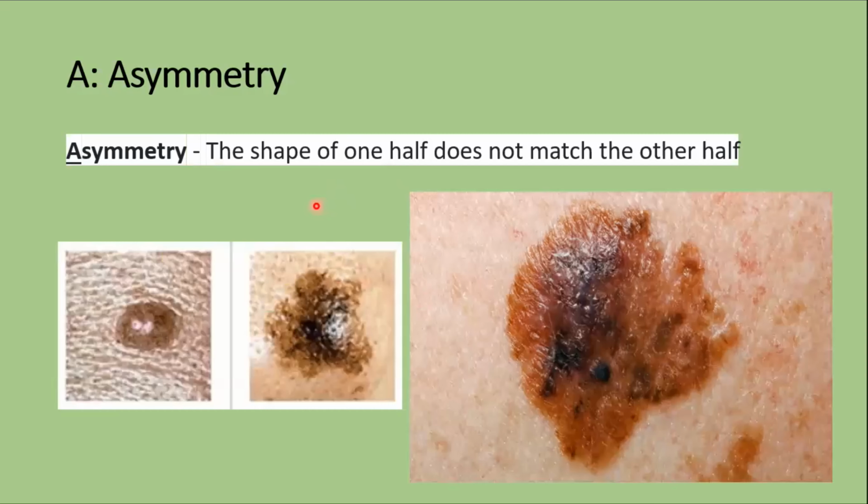First up, A is for asymmetry. A healthy mole is usually symmetrical, which means if you draw a line through the middle, both halves look the same. But if a mole is asymmetrical, like in this picture and in this picture, it could be a warning sign of melanoma. That's what you need to watch out for.